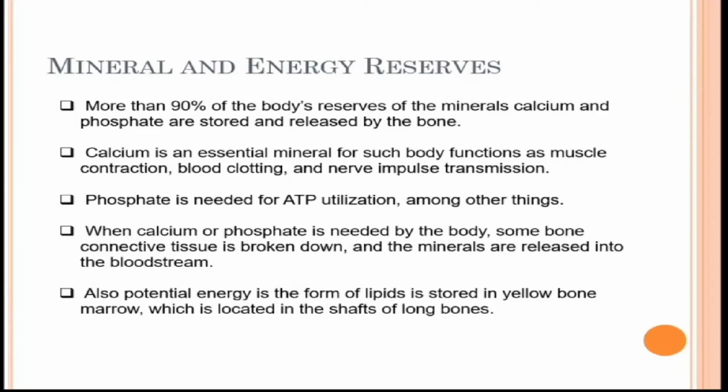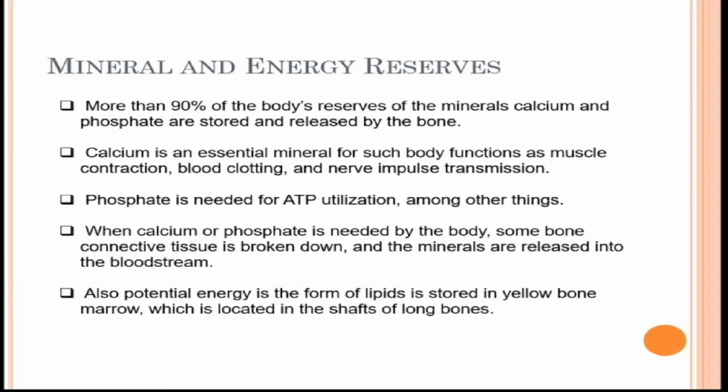Calcium is an essential mineral for such body functions as muscle contraction, blood clotting, and nerve impulse transmission. When we get to the nervous system and the action potential, you will see that calcium ions are responsible for some major transmission functions. Those calcium ions in the blood come from the bones. Similarly, phosphate is needed for ATP utilization and other functions. Those phosphates are present in the bones and whenever they are required, they are released from the bones.